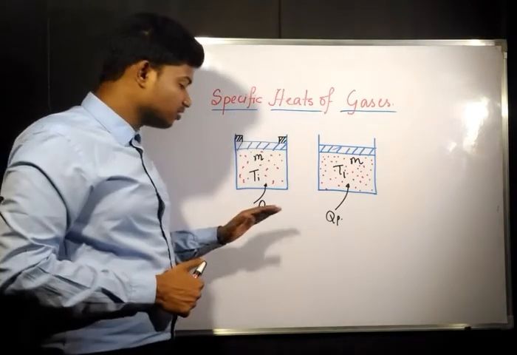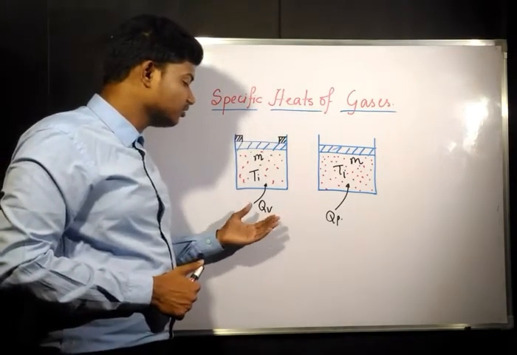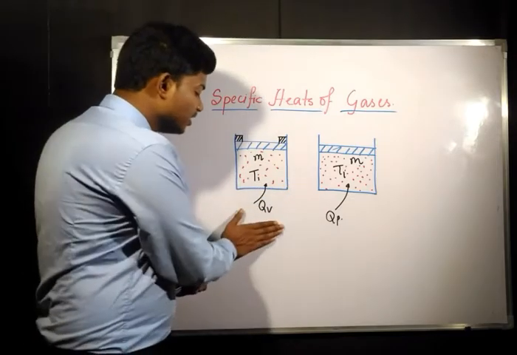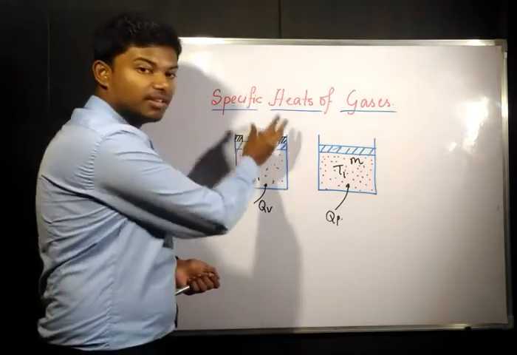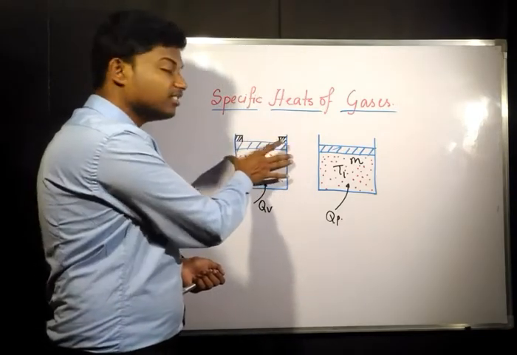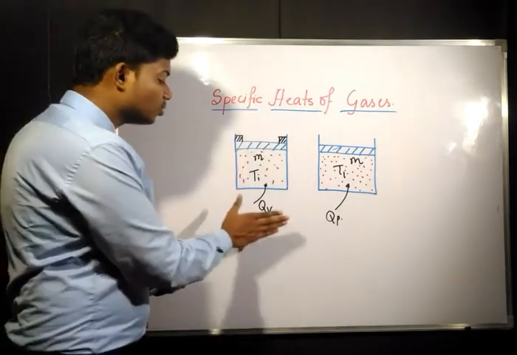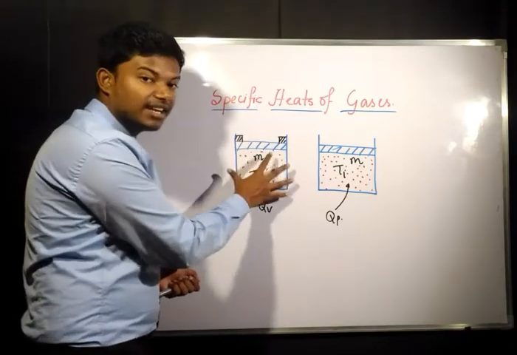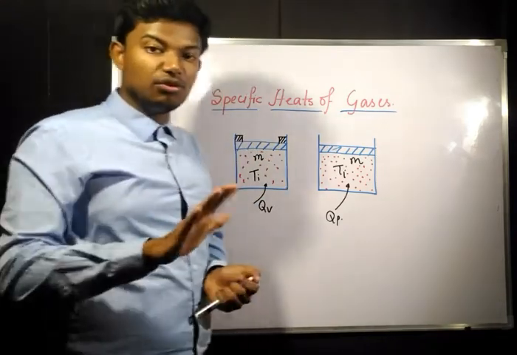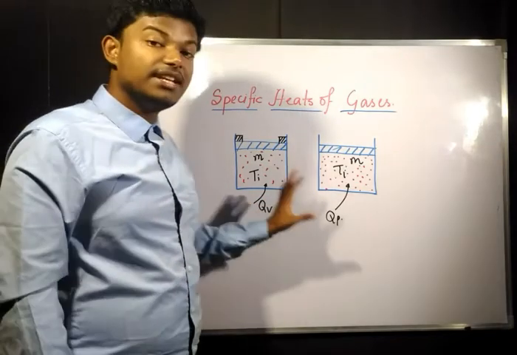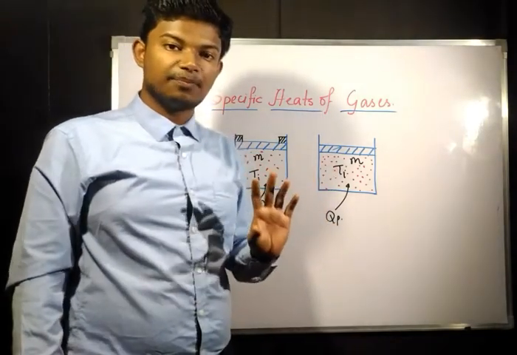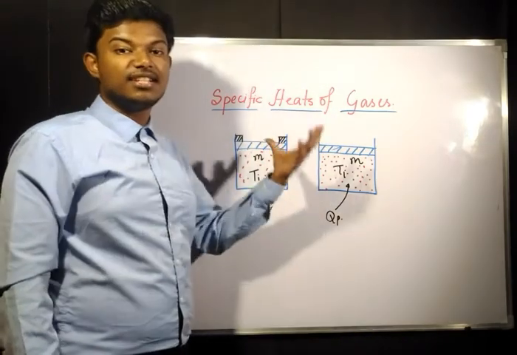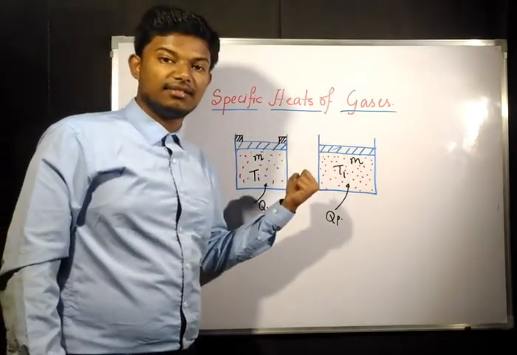We all know from the first law of thermodynamics that energy can neither be created nor destroyed, it is transformed from one form to another. But in this QV, there is no work coming out since it is constant volume. So what is happening? The total heat is converted to increase the internal energy of this system. Internal energy is a function of temperature. That means if internal energy increases, the temperature increases.